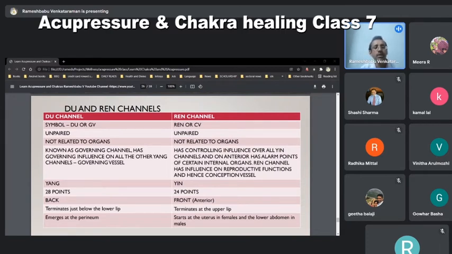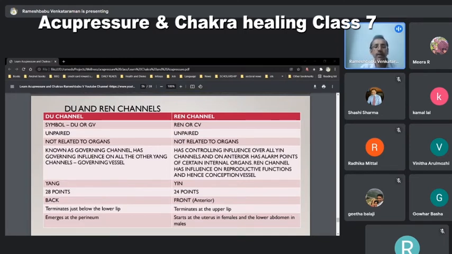So the Du channel and Ren channel, the importance is they are not connected to any organs, right? Unlike the other 12 channels, which are each connected to one organ, they are not connected to any organ. And similarly, here also we have a yang channel and a yin channel. The Ren channel starts in the front, whereas the Du channel starts in the back. It is called Du because it is a governing channel. It governs all other channels. So if the Du channel is perfect, then all other channels are working perfectly.